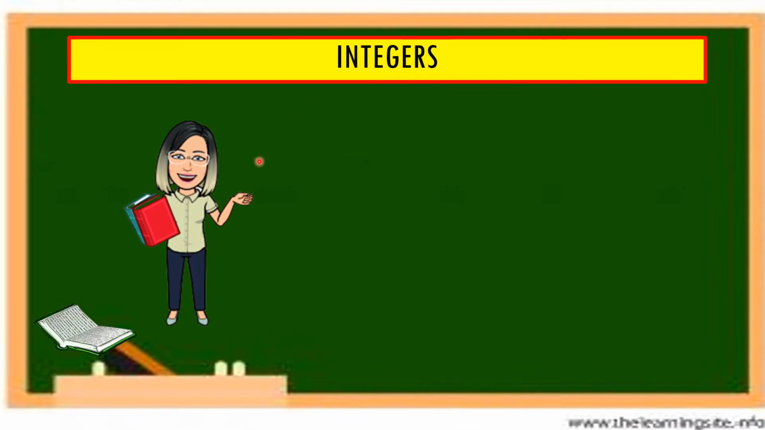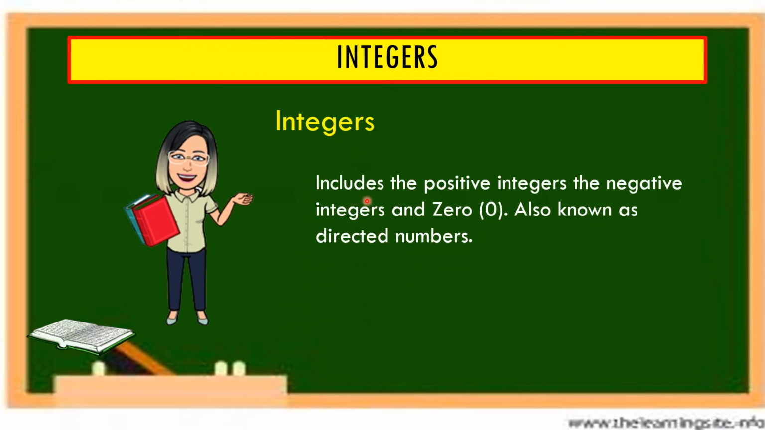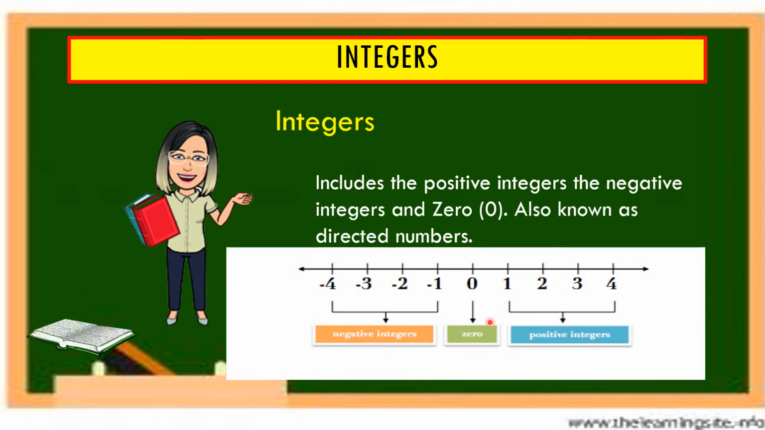So we have integers. Integers include the positive integers, the negative integers, and zero, also known as directed numbers. In other books, they use the word sign numbers. So we have our number line. This is zero. These are the positive integers to the right of zero. And we don't need to write positive. If a number doesn't have a sign, it is understood that the number is positive.